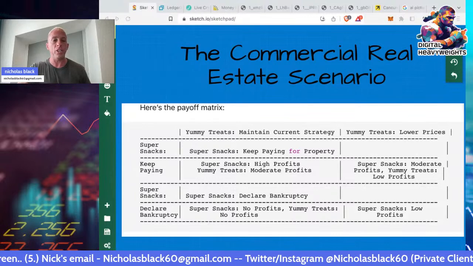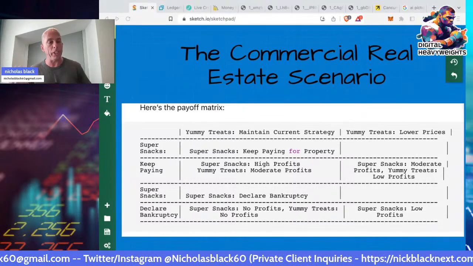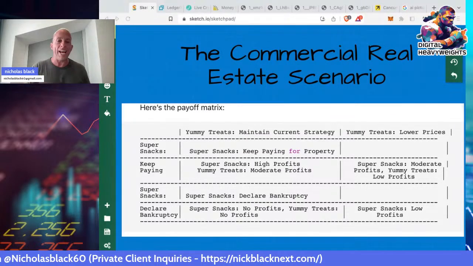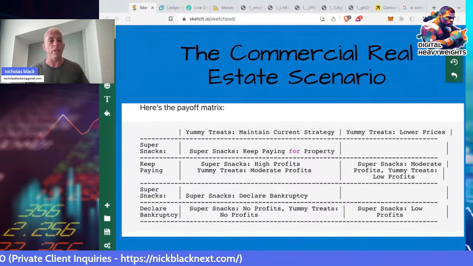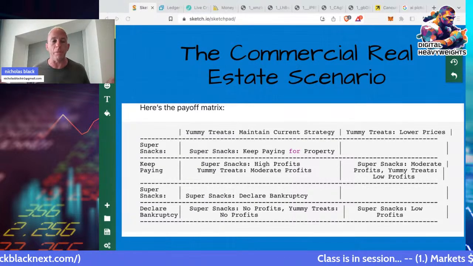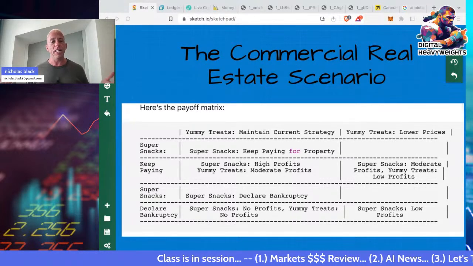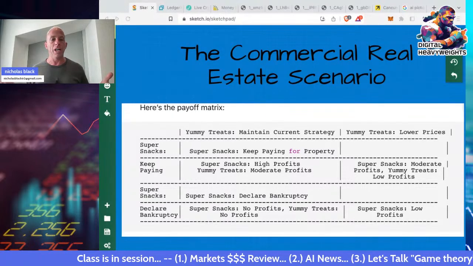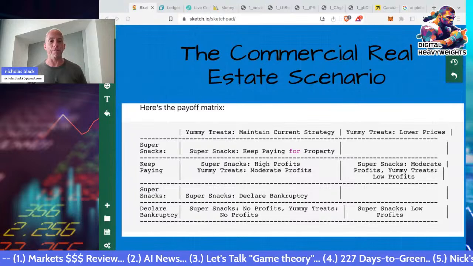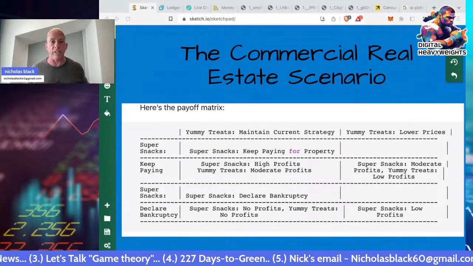If Super Snacks decides to keep paying for property and Yummy Treats chooses to maintain their current strategy, Super Snacks may enjoy higher profits while Yummy Treats could have moderate profits. This is kind of a status quo. The thing is that in Super Snacks' situation, they may need high profits just to break even, right? Because they're paying a bunch on rent. They're paying really high rent.